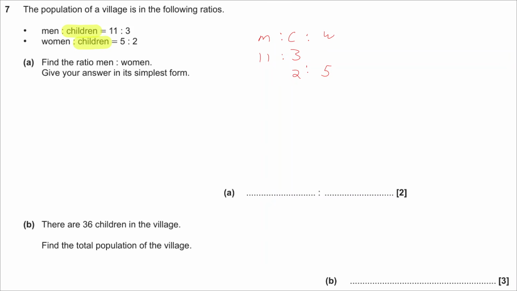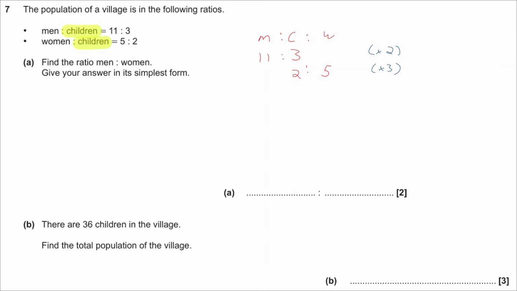Find a ratio of men to women. So basically you want to get the children part to be the same, and then you can compare all 3 parts and get a ratio of men to women. So 3 and 2 both go into 6. So let's multiply the first ratio by 2, and the second one, let's times that one by 3.